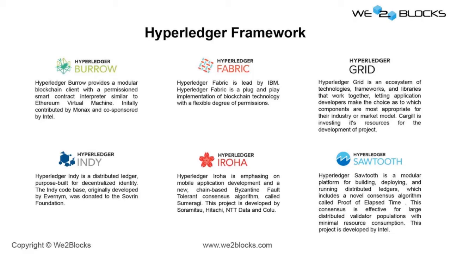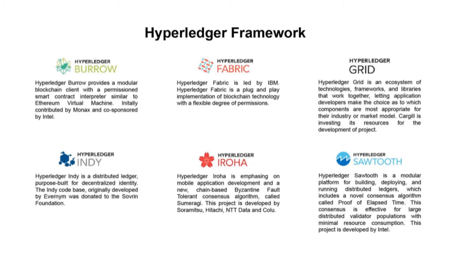One is Hyperledger frameworks and the other one is Hyperledger tools. Hyperledger frameworks are the projects using which you can build the actual blockchain. There are many different frameworks available for you to utilize and build up the blockchain. Some of the major frameworks and projects which are running under Hyperledger are Hyperledger Burrow. This provides a modular blockchain client with a permissioned smart contract interpreter similar to the Ethereum virtual machine. This project is contributed by Monax and also co-sponsored by Intel.